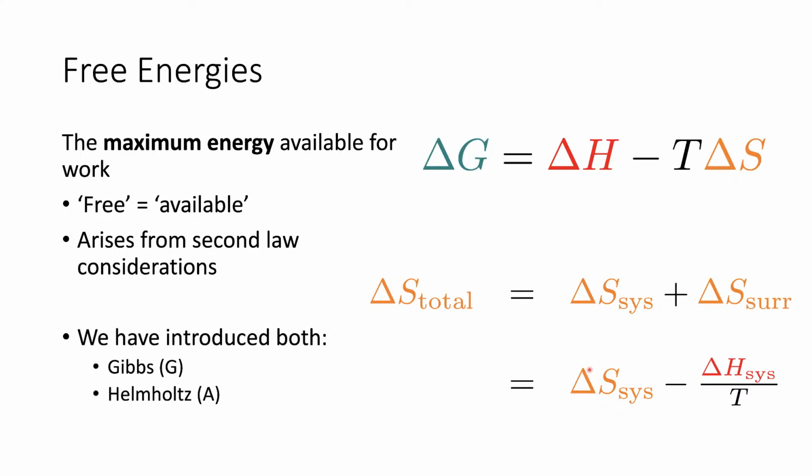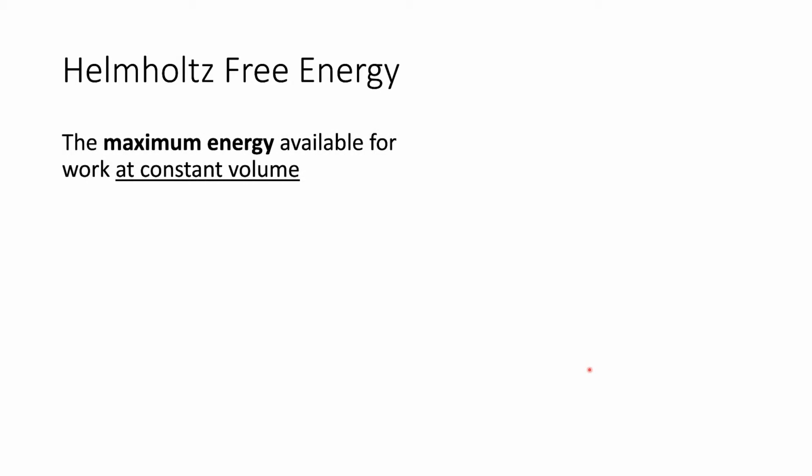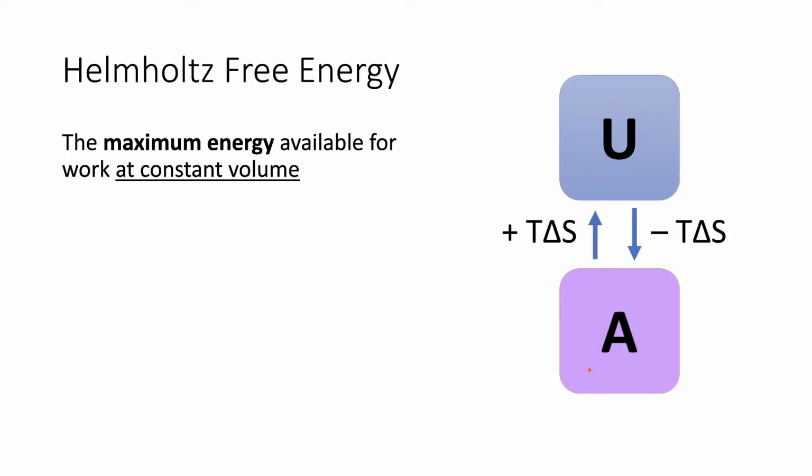We've introduced both the Gibbs and the Helmholtz free energies, and it's worth taking a little bit of a look into each of those and the circumstances under which they apply. The Helmholtz free energy, as we said, is the maximum energy available for work at constant volume. So we can convert readily between our internal energy and our Helmholtz free energy simply by adding or subtracting T delta S terms. So this works under constant volume processes, which is a very particular situation.